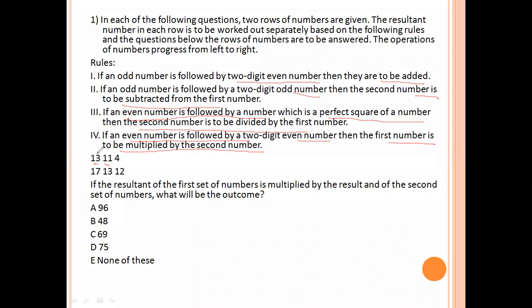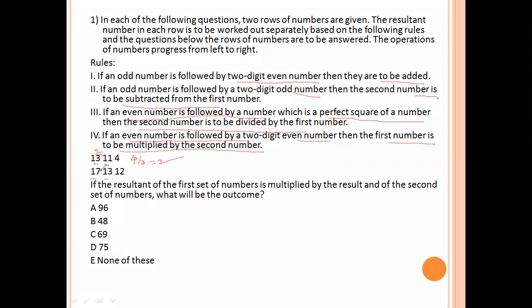So 13 minus 11, this one is 2. Now 2, 4. 4 is a perfect square. One is an even number, another one is a perfect square. In that case, the second number is to be divided by the first number. So 4 by 2, that value is 2.